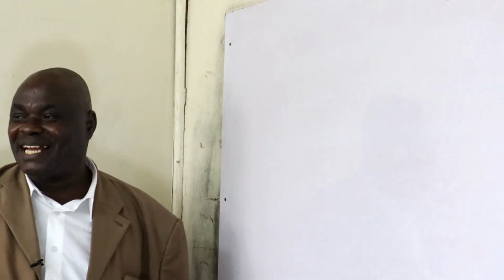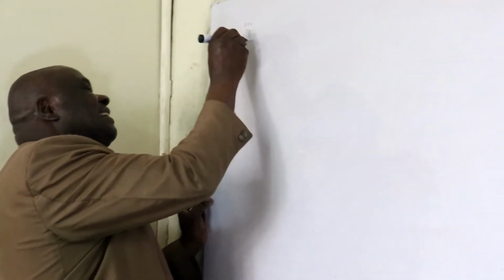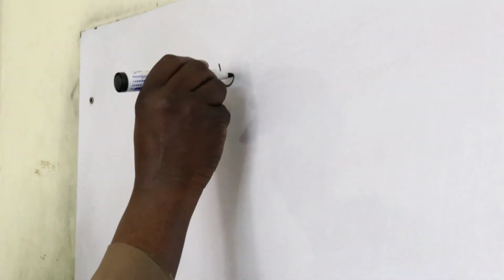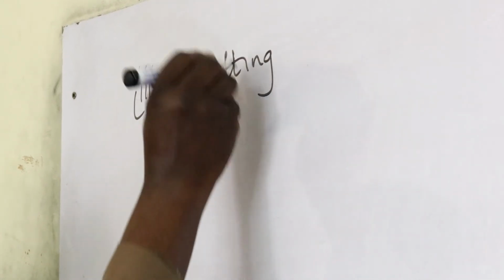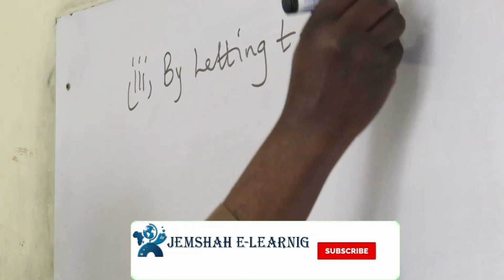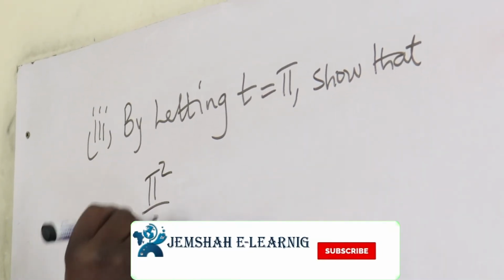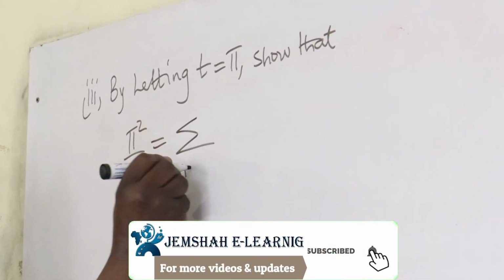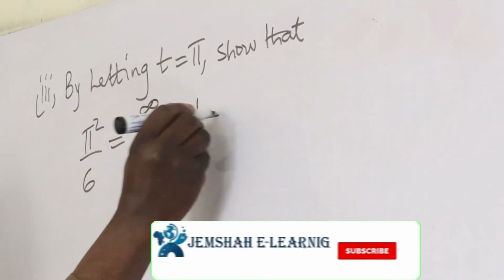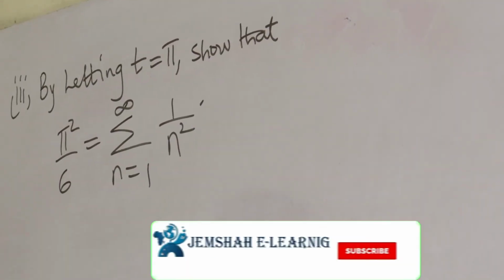Assume you are now answering a part 3, which we did not indicate there. But let's assume you are answering part 3. So you are told, by letting t be equal to pi, show that pi squared all over 6 is equal to summation n starting from 1 up to infinity, 1 all over n squared. We're told to show that that one is happening.